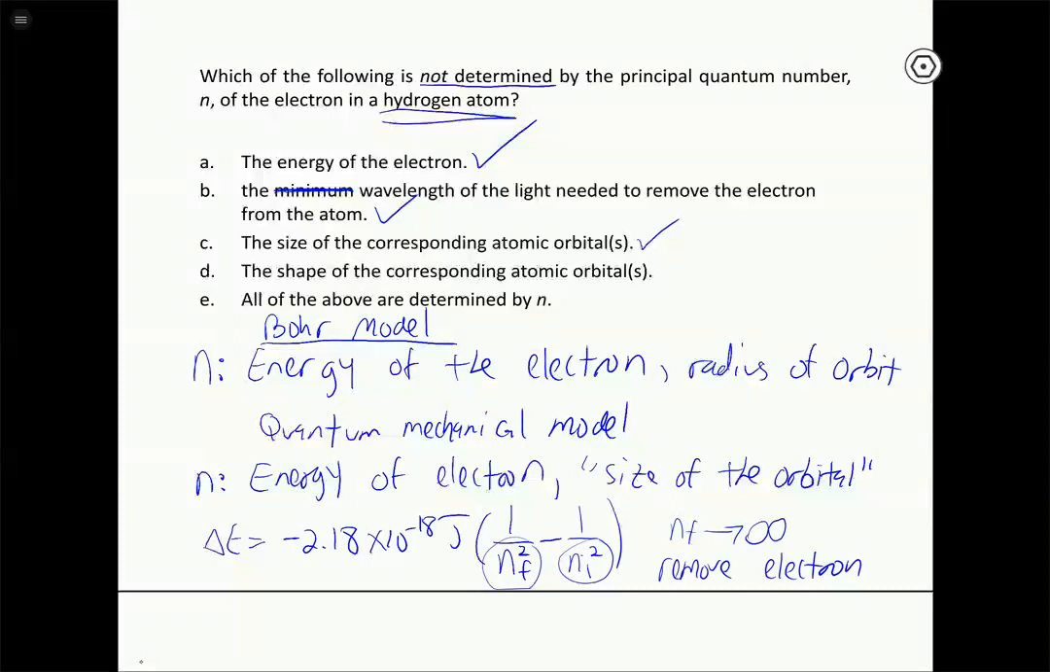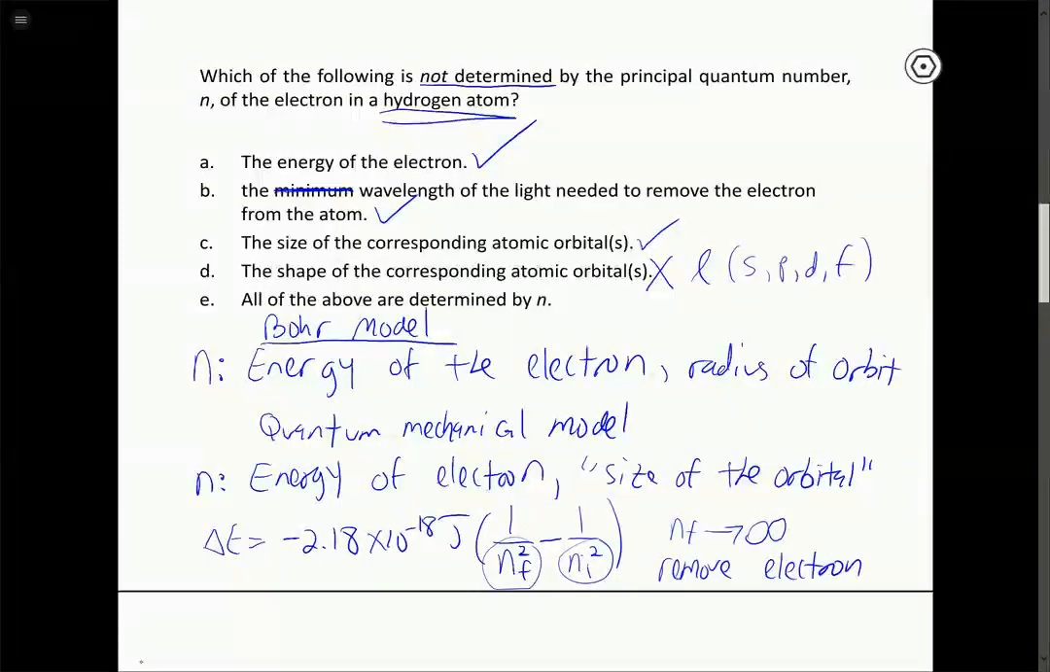Now choice D, the shape of the corresponding atomic orbitals, this is the one that is not determined by the value of n. Remember, the shape of the corresponding atomic orbital is determined by L, which also has these letter designations S, P, D, and F. And so if you want to know the shape of the orbital, you need to know the second quantum number L, not just the principal quantum number. The principal quantum number does not tell you that by itself.